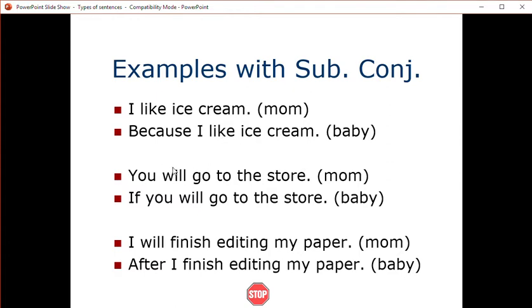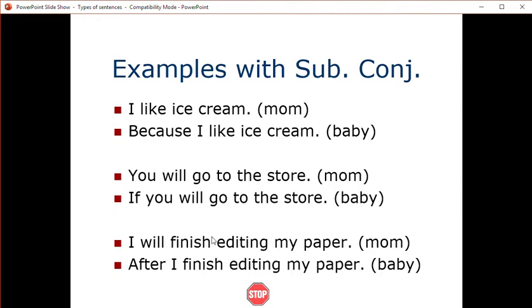Again, here, you will go to the store. That makes sense by itself. Subject, verb, complete idea. But look at this one. If you will go to the store. We know that something else needs to follow to make it make sense, right? If you will go to the store, I will give you money, right? So always, when there's a baby clause, a subordinate clause, a dependent clause, whatever you want to call it, it has to be linked to a mother clause, to an independent clause. The mom does not. She can be alone.